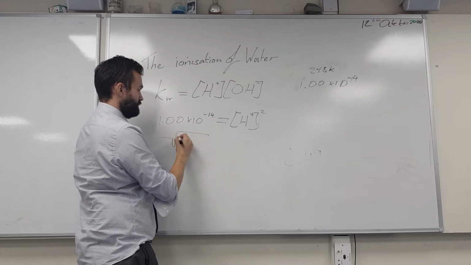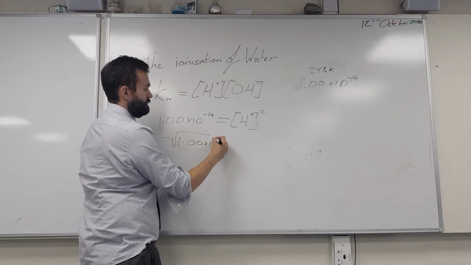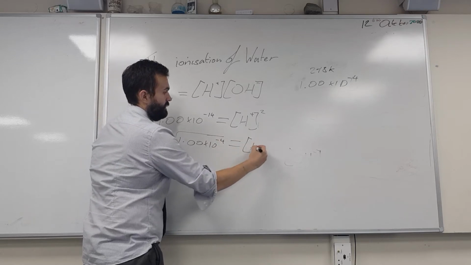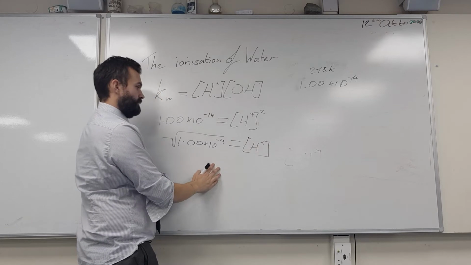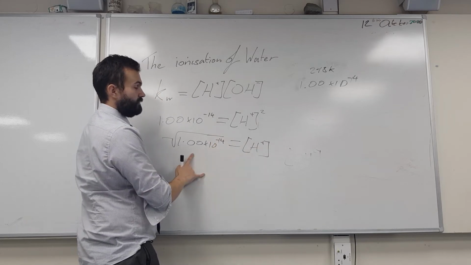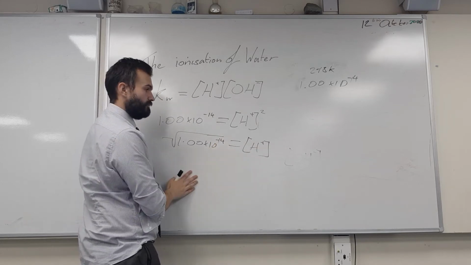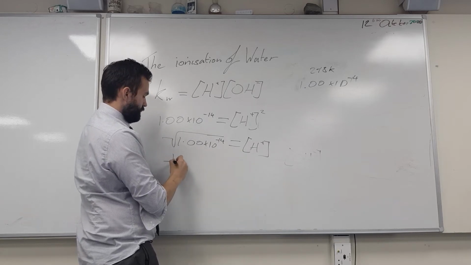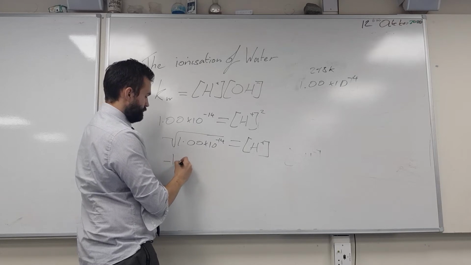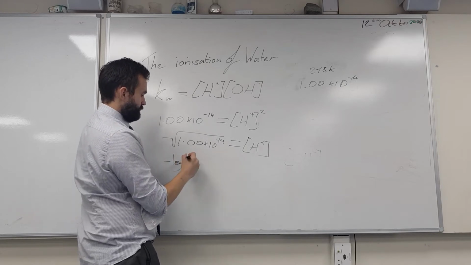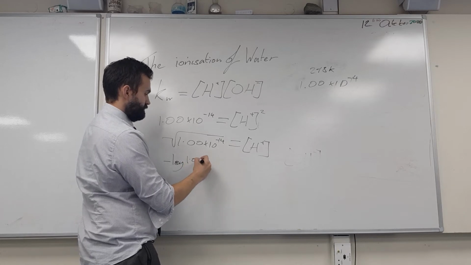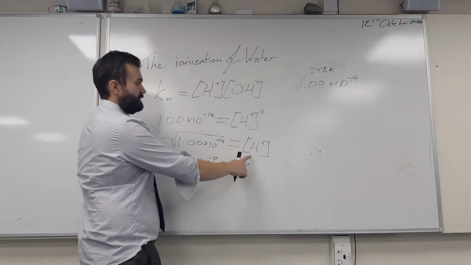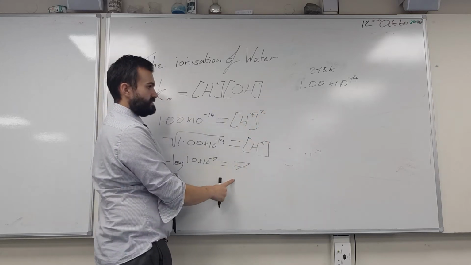Now if we square root 1.00 times 10 to the minus 14, that is equal to [H+]. We have a number that we can work out, and we can do a minus log10 of it. If you do minus log of this number, which is 1.0 times 10 to the minus 7, you get 7. So the pH of water at 298K is 7.